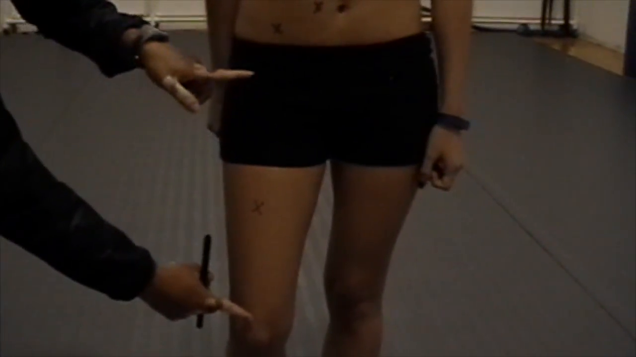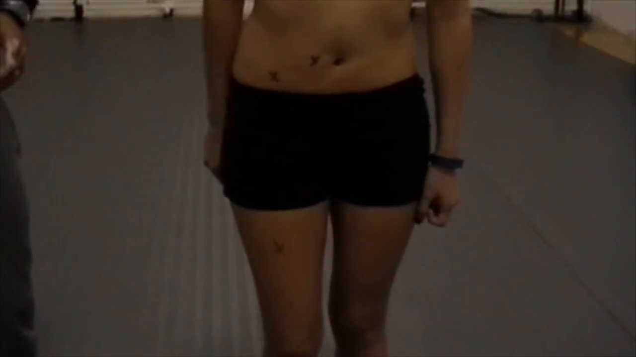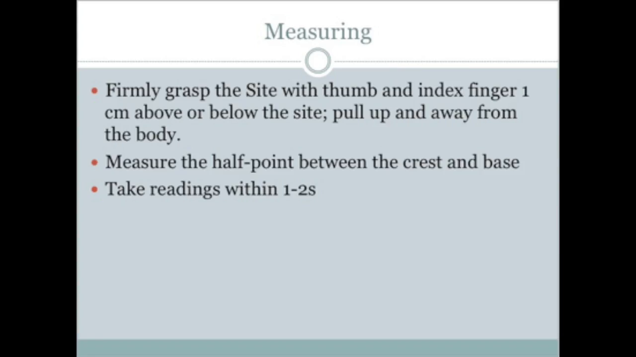Next is the thigh. It is a vertical fold on the anterior midline of the thigh, midway between the proximal border of the patella and the inguinal crease. To take a skinfold measurement, firmly grasp the site, with the thumb and index finger 1 centimeter above or below the site. Pull up and away from the body. Measure the half point between the crest and the base and take a reading within 1 to 2 seconds.